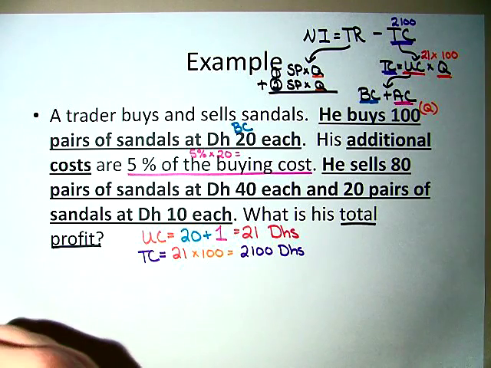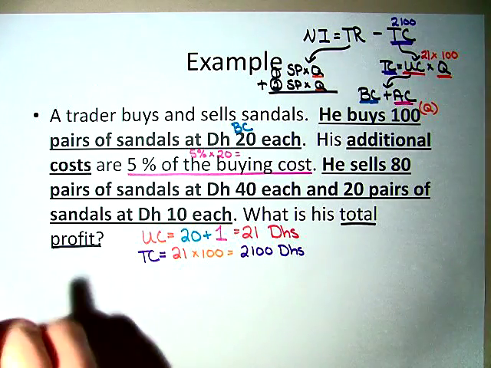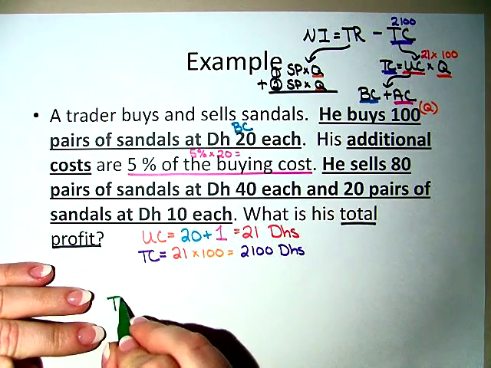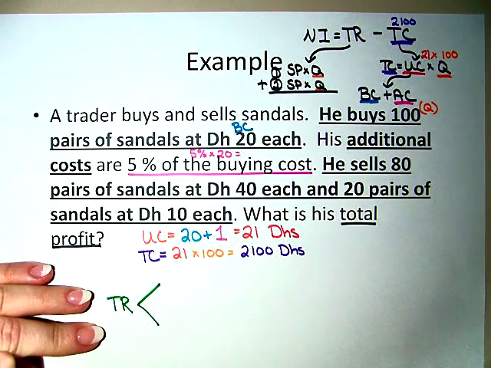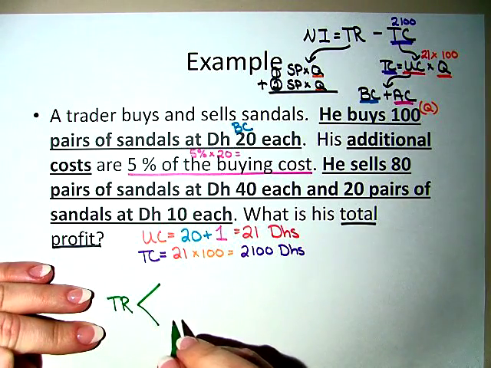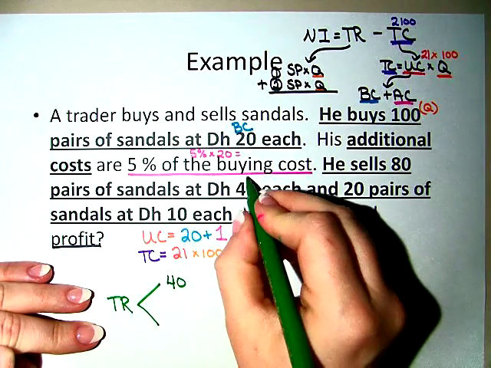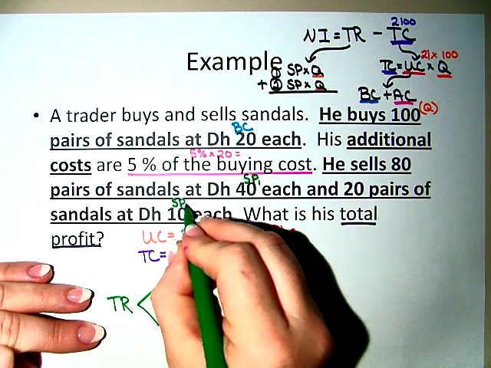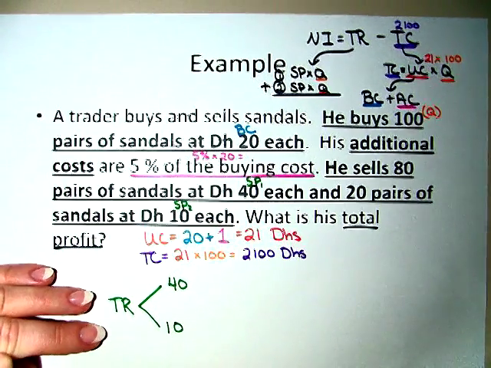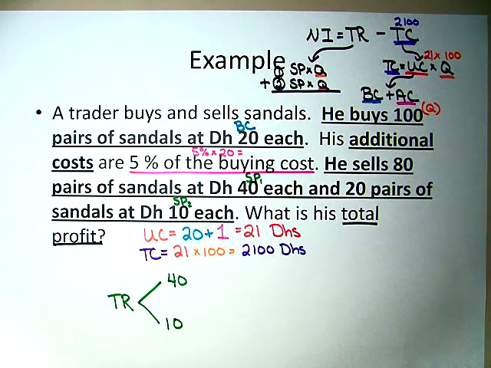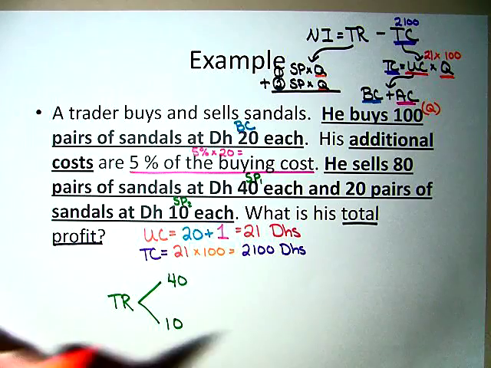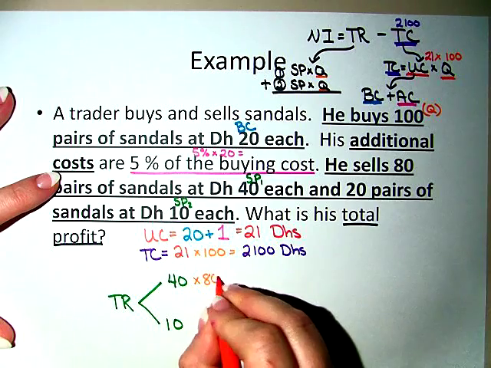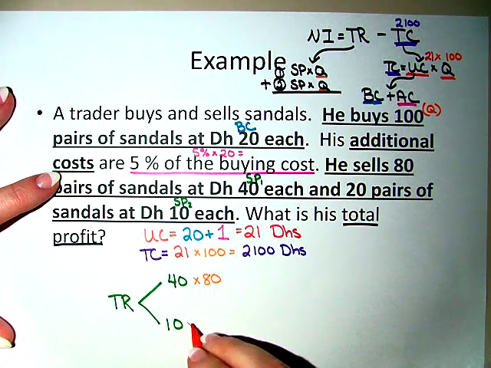Now selling price, that's another thing altogether, because we've got two different selling prices. So I'm going to say that my total revenue is going to be broken into two different strands. The first is the selling price of 40 dirhams. And that's my first selling price. The second selling price is 10 dirhams. And my quantity changes as well. So my quantity here, he sells 80 pairs of sandals at 40 dirhams each. So 40 times 80, and 20 pairs of sandals at 10 dirhams each.